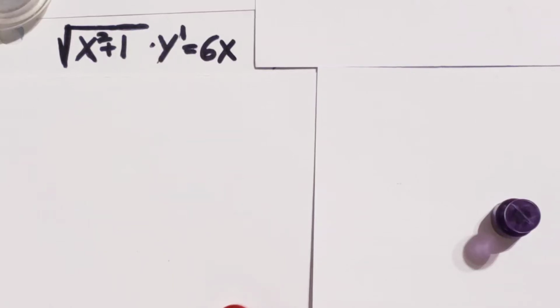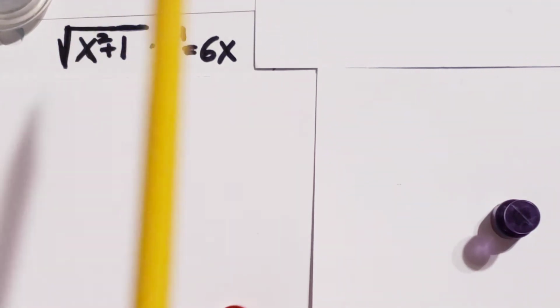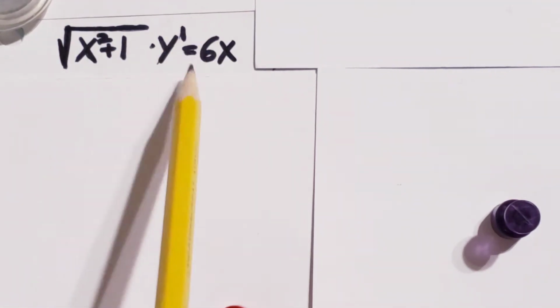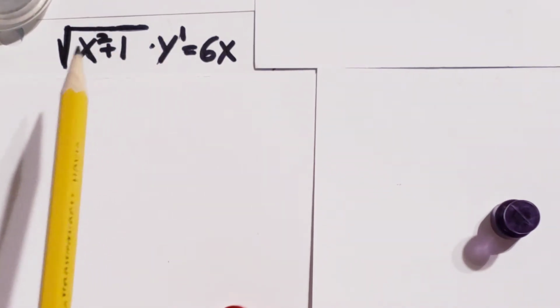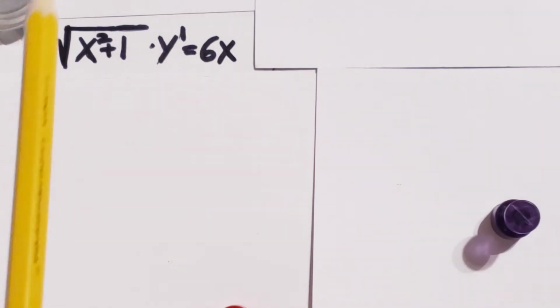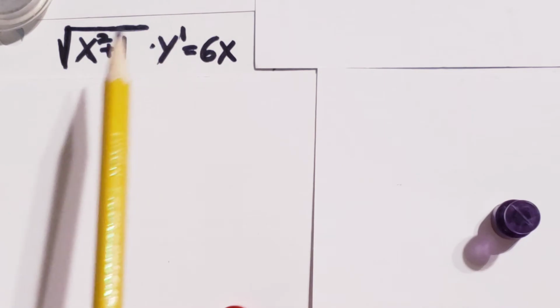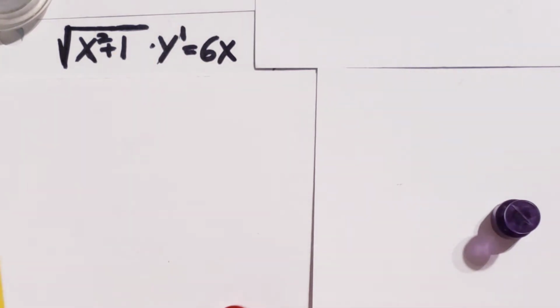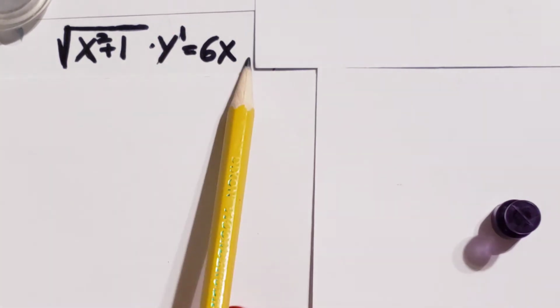All right, let's work on a differential equation. And this one is square root of x squared plus 1 times y prime equals 6x. Now at first it can be a little bit frightening because we have an ugly term in front of the y prime. But if we take a look at the equation, we can see that there's only two kinds of variables that we have. We have the y prime and then we have x's, right?